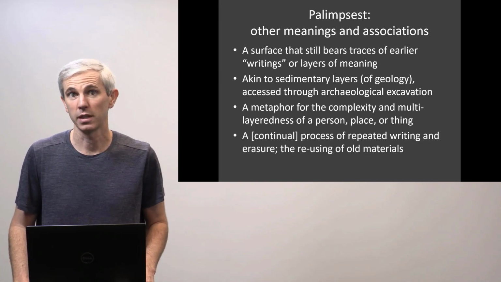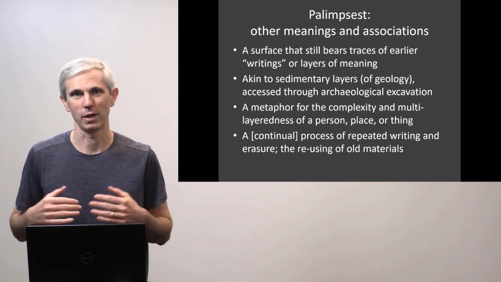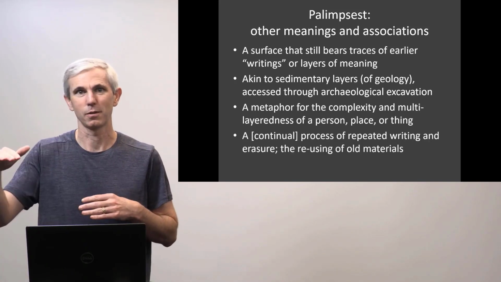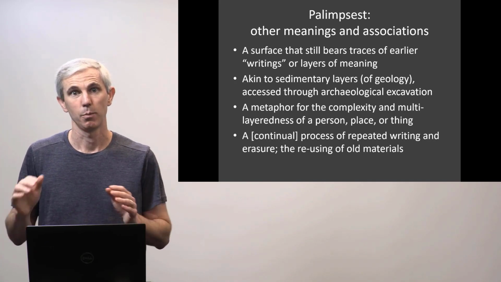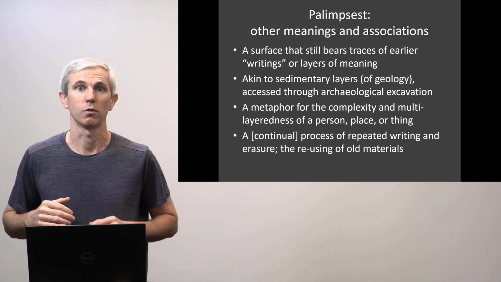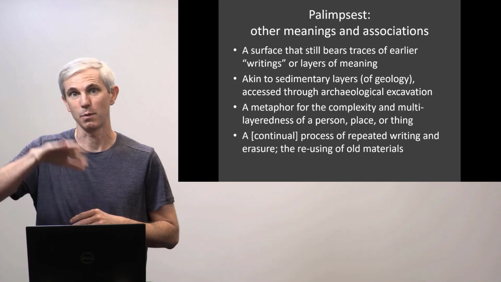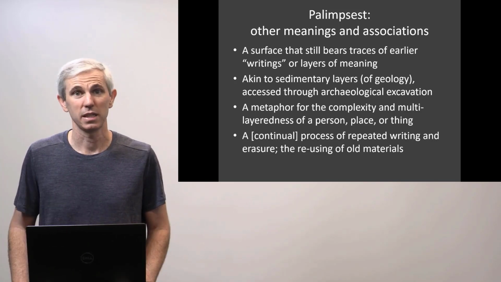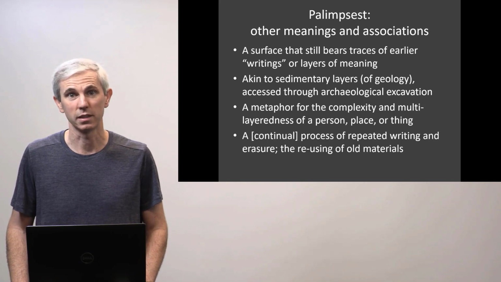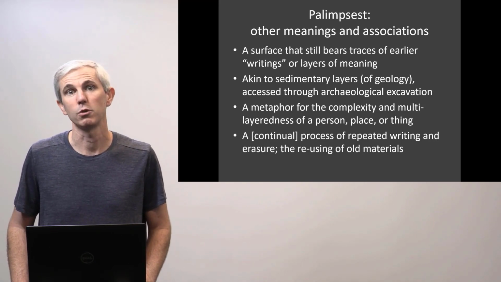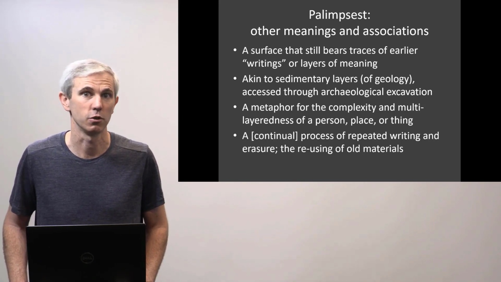It could be regarded as akin to sedimentary layers, right, where there's one layer and then there's another layer on top of it, and you may have bedrock underneath or you may not. But those sands and those layers may shift over time. They may not be flat. They may be very, very uneven. Palimpsest is also a process that takes place over time. You have repeated writings and erasure. And so there's a reuse of old materials and an addition of new materials.